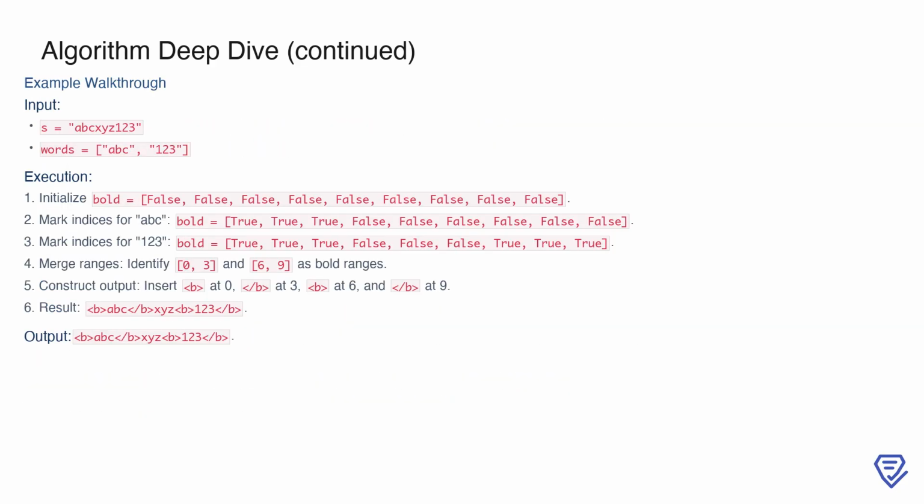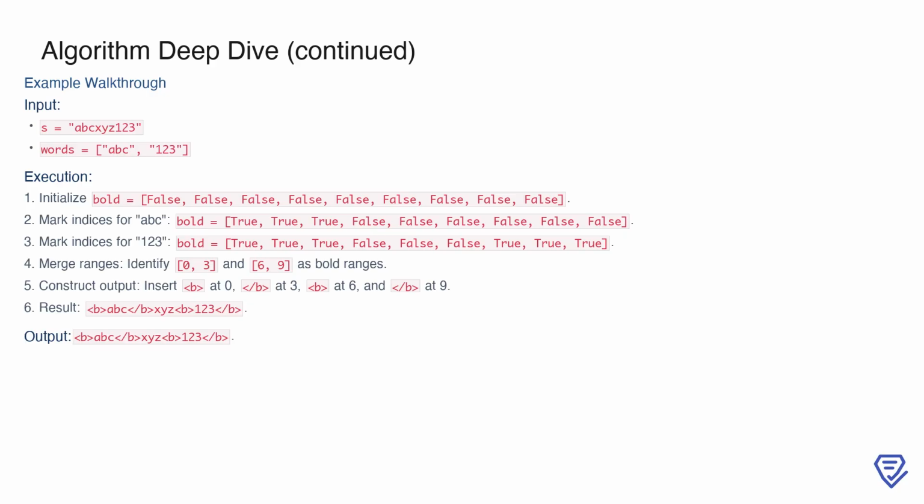Let's walk through an example to see how the algorithm works in practice. Suppose the input string S is "abcxyz123", and the list of words is ["abc", "123"]. First, we initialize the bold array with all values set to false, representing that no characters are bolded initially. Next, we process the word abc and mark the indices corresponding to this substring in the bold array. The updated array becomes true, true, true, false, false, false, false, false, false. Then, we process the word 123 and mark its indices as well. The bold array now becomes true, true, true, false, false, false, true, true, true.